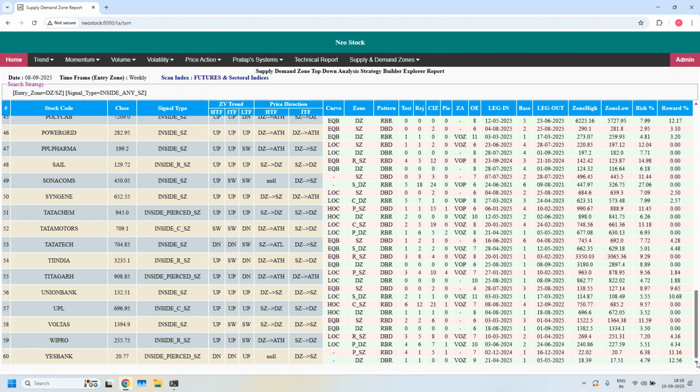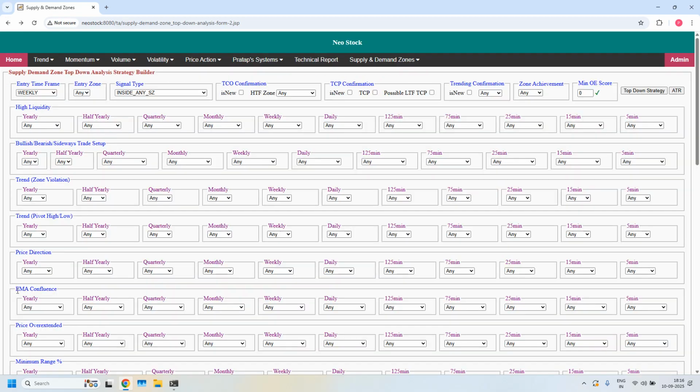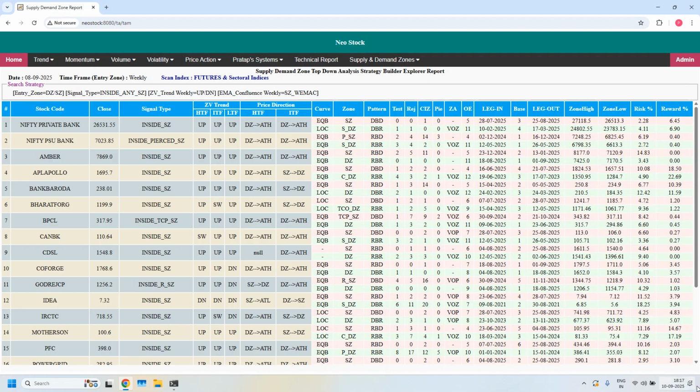We can further filter this list based on the weekly supply zone having weekly EMA confluence, and also the trend on the weekly should not be sideways. It can be up or down. We got a small list now.